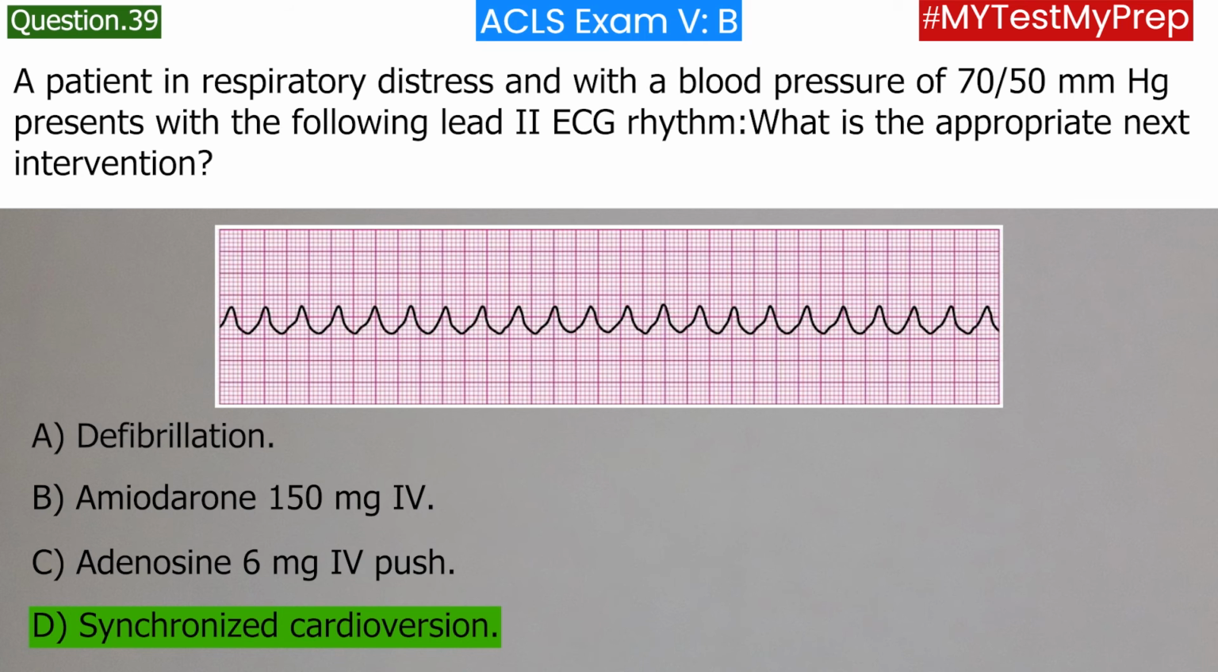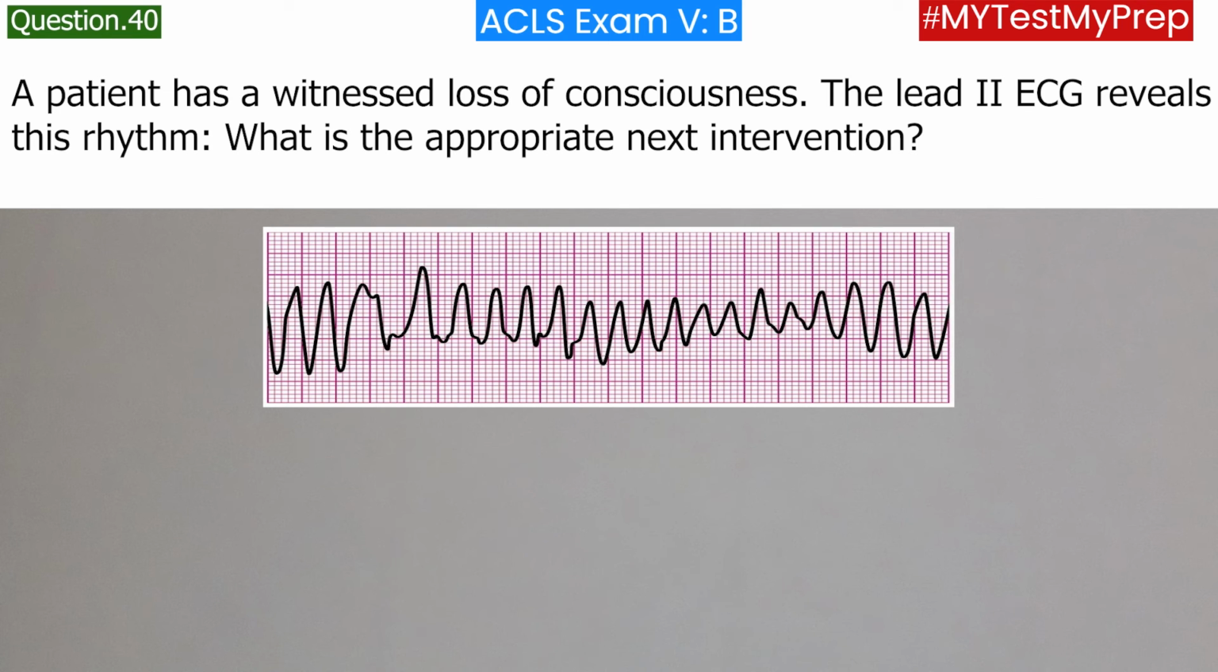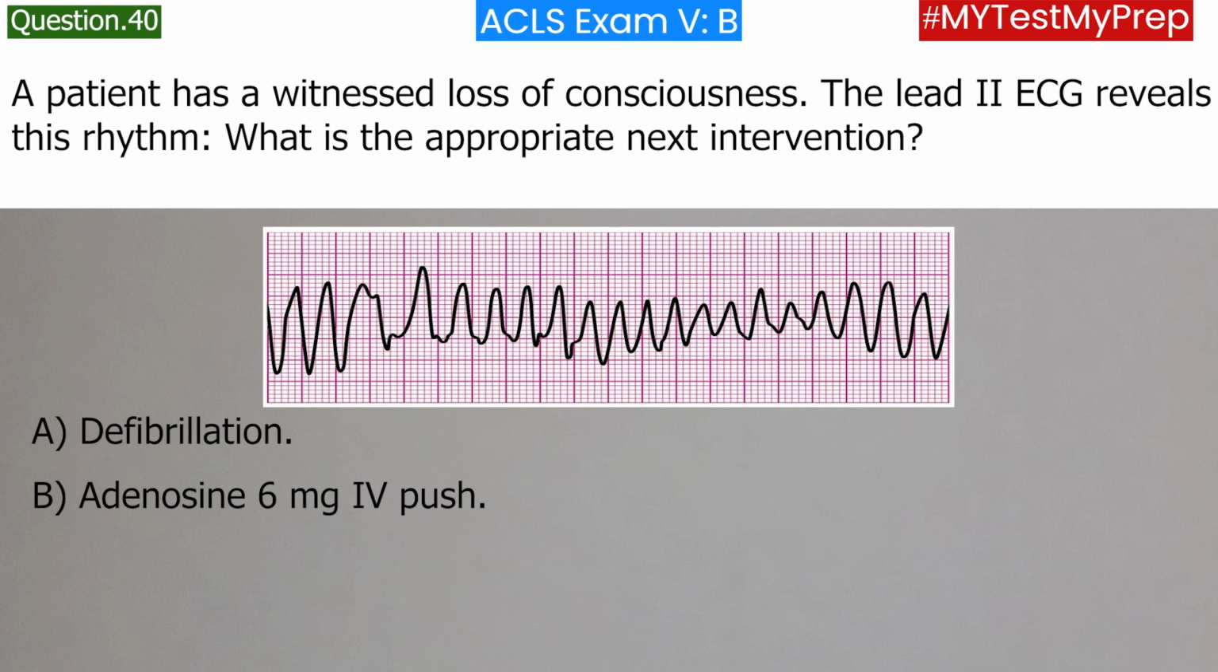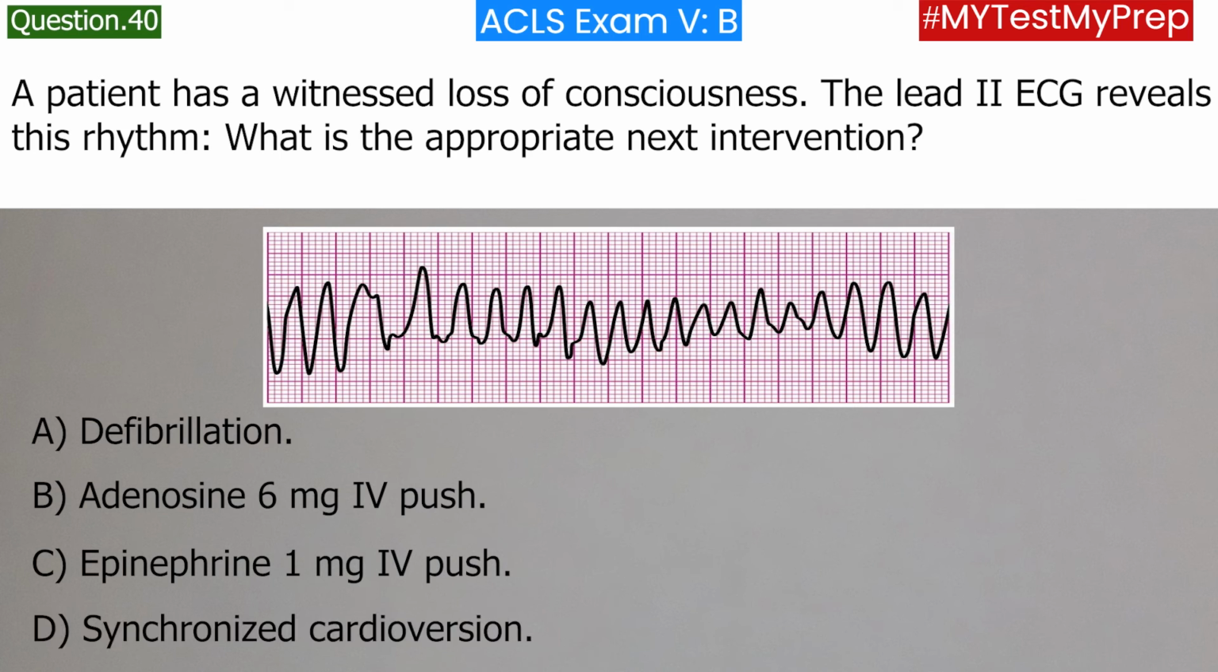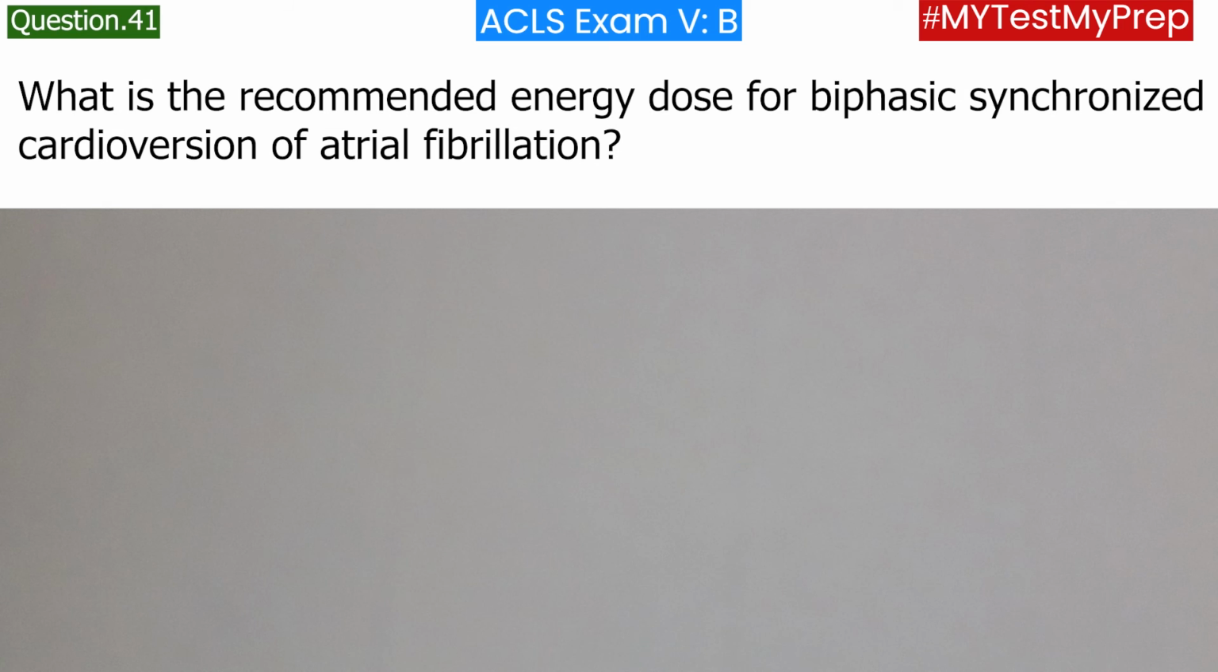Synchronized cardioversion. A patient has a witnessed loss of consciousness. The lead 2 ECG reveals this rhythm. What is the appropriate next intervention? A. Defibrillation. B. Adenosine 6 mg IV push. C. Epinephrine 1 mg IV push. D. Synchronized cardioversion. Answer: A. Defibrillation.